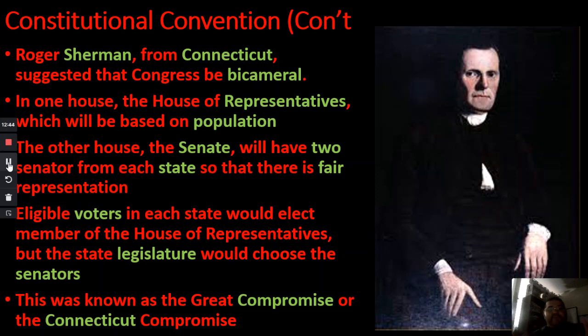And on top of that, eligible voters in each state would elect the members of the House of Representatives. So the people in the state will choose who they want to represent them in the House of Representatives. But the state legislature would choose their senators. So your local legislators inside your state would choose the senators, and then your senators would go to Washington and be in the Senate. Now both sides were like, wow, this is a pretty good plan. Okay, yeah. You're happy, we're happy, and we do have to agree and compromise. So yeah, this is a pretty good plan. And this became known as the Great Compromise or the Connecticut Compromise.